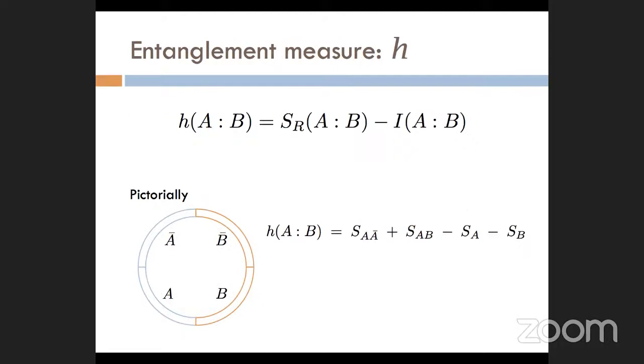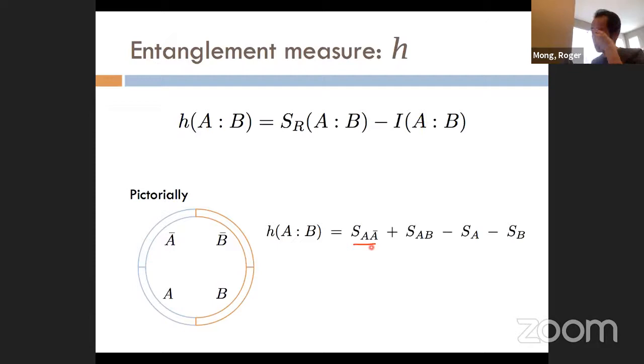All right. So the entanglement measure that I want to introduce, or at least the first one, which we call H, is basically defined as the reflected entropy minus the mutual information. So I'm just defining H right here. In the picture I used earlier, if you apply it to a 1D quantum spin chain and construct a canonical purification, this is basically the quantity, where the first term is the reflected entropy, and the next three terms represent the mutual information.